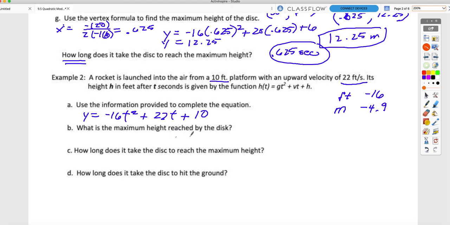What is the maximum height reached by the disk? This time we're going to use the calculator so we'll remember how to do that. So let's go ahead and bring the calculator up.